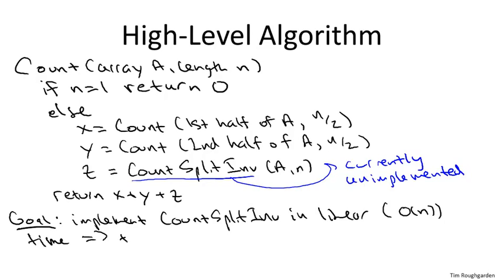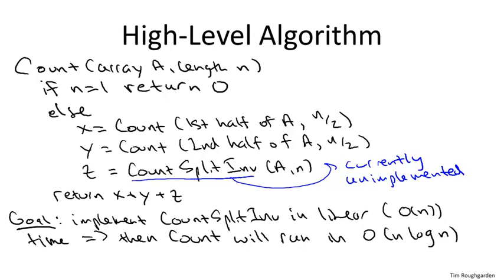The reason the overall algorithm will run in O of n log n time is exactly the same reason that merge sort ran in n log n time. There are 2 recursive calls, each on a problem of half the size, and outside of the recursive calls we would be doing linear work. So you could copy down exactly the same recursion tree argument we used for merge sort. It would apply equally well here.